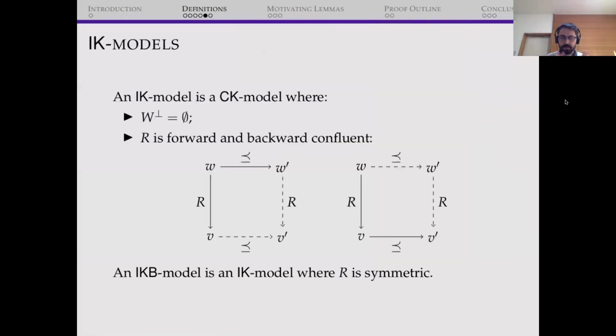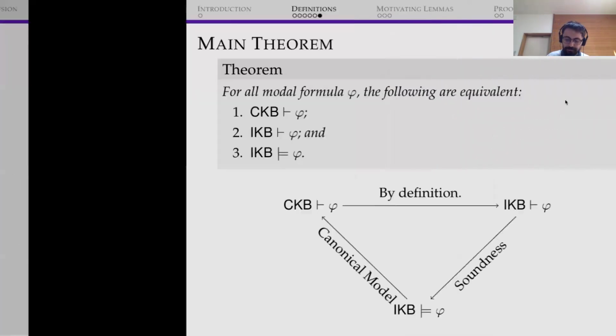So okay, we have CK models, no relation between everything. We have the IK models, where you have more connection between the two relations. And then we put symmetry to get IKB models. We get these three. We're going to think mostly about the last one, but this is the class of models we're going to think about today.